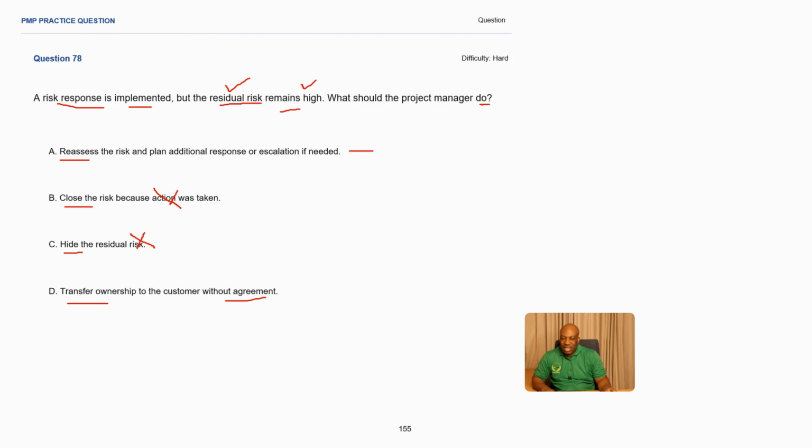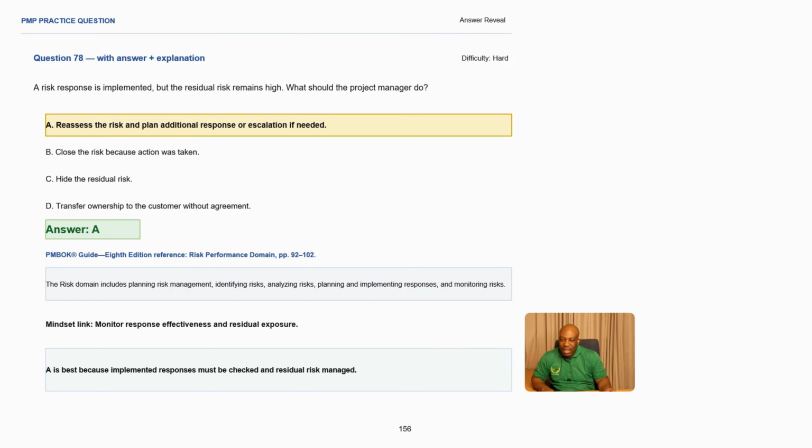You always discuss with the customers on the best way forward, making this one an incorrect answer. So the best answer here is A. You need to reassess the risk and plan additional responses or escalation if needed.